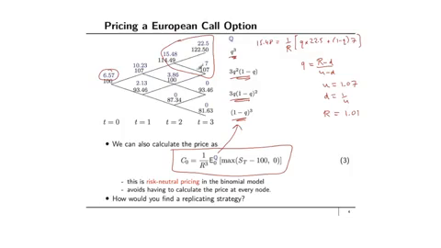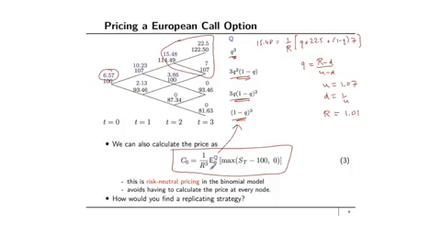So basically, working backwards one period at a time, you can check is the exact same thing as doing it all as just one calculation like this. This is risk-neutral pricing in the binomial model. It avoids having to calculate the price at every node. And by the way, you can compute any derivative security in this model this way. You can compute the payoffs here at t equals 3 and use risk-neutral pricing in one shot like this.